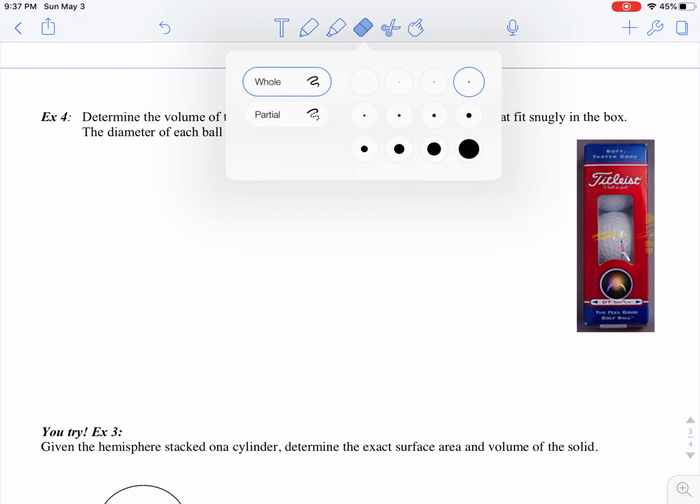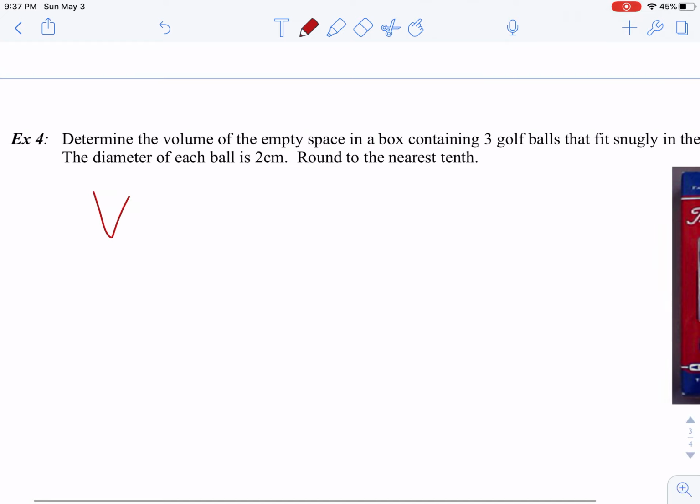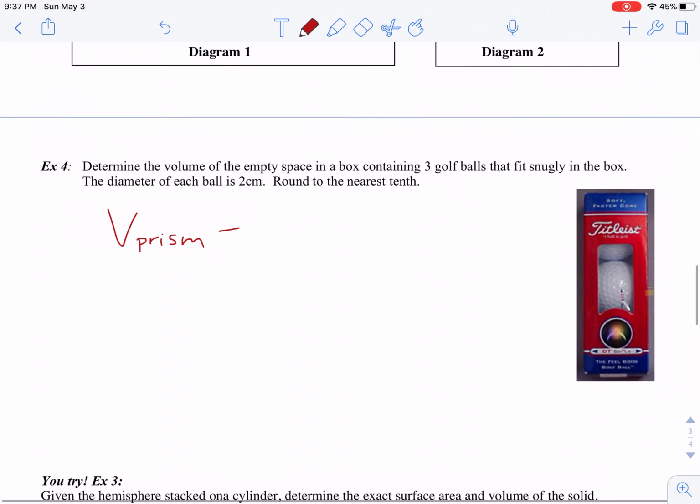So our goal now is to figure out the volume of the leftover space. If I'm going to find the leftover space, I need to find the volume of the rectangular prism, and I need to take away the volume of the golf ball. But there's not just one golf ball, there's 3 golf balls. So my plan is to find the volume of the prism and then take away 3 times the volume of a single golf ball.